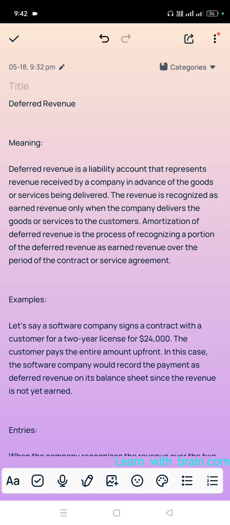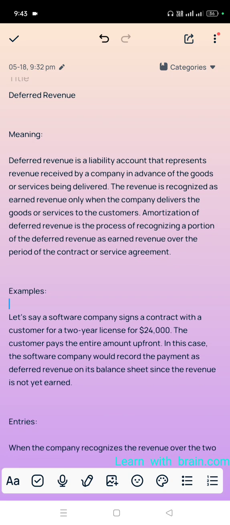Okay. Now we go for the meaning for better understanding. Deferred revenue is a liability account that represents revenue received by a company in advance of the goods or services being delivered. The revenue is recognized as earned revenue only when the company delivers the goods or services to the customers. So when do we recognize revenue? When we provide services to the customer. So here $24,000 for 2 years. If we render 1 year of services, then we recognize $12,000 as revenue.